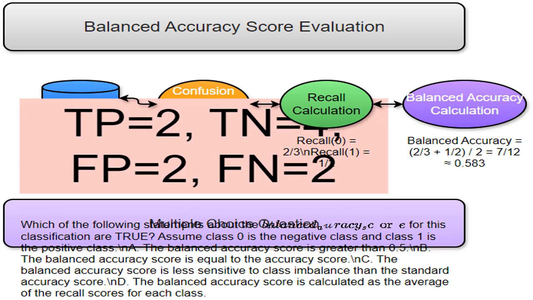I'll compute recall for both classes, 0 and 1. Recall is the ratio of correctly predicted positive observations to all observations in the actual positive class. For class 0, recall equals TN over TN plus FN, equals 4 over 4 plus 2, equals 2/3. For class 1, recall equals TP over TP plus FN, equals 2 over 2 plus 2, equals 1/2.